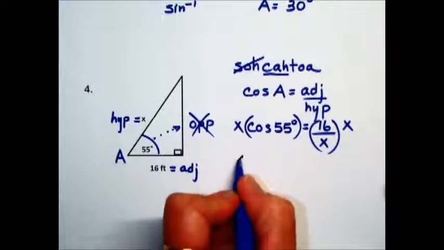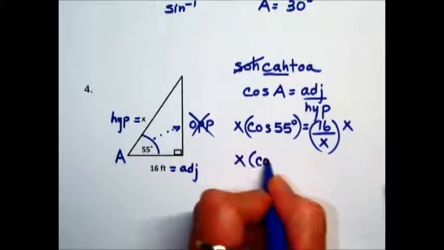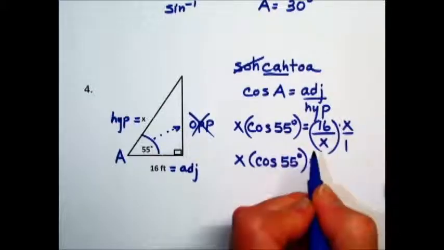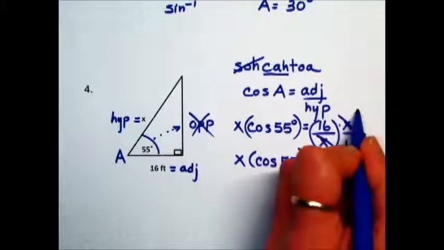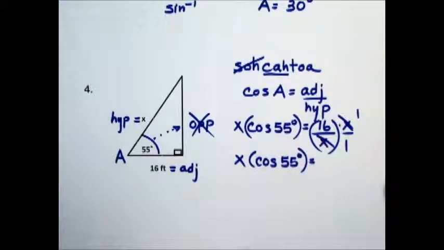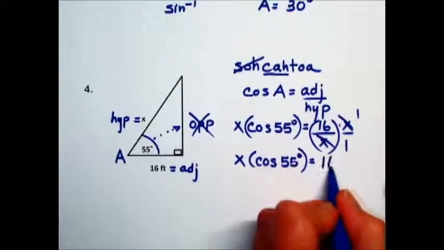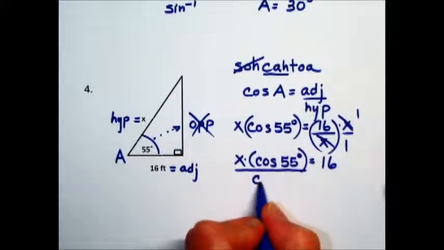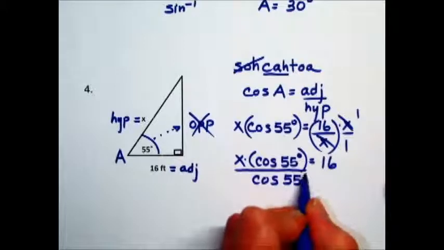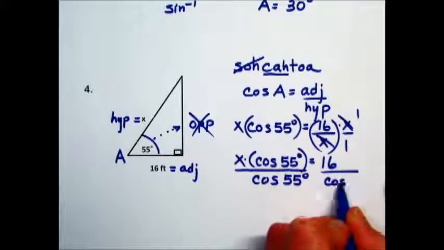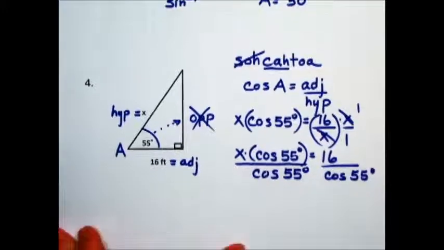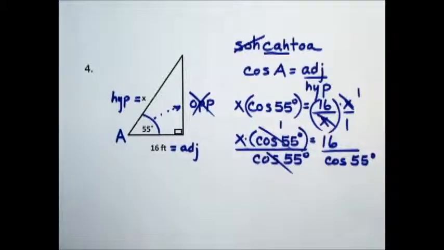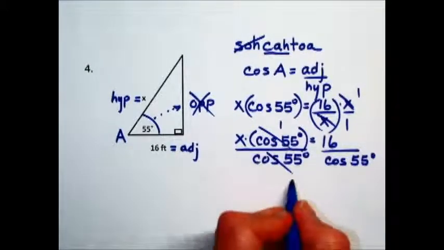We'll leave the left-hand side as is right now. On the right-hand side, an x factor in the numerator cancels out an x factor in the denominator, since x divided by x is 1. 16 times 1 divided by 1 is 16. To get x by itself, since it's being multiplied, we will divide both sides by the cosine of 55. Cosine over cosine on the left-hand side, since they're equal values, cancel one another out, leaving 1. 1 times x is x.